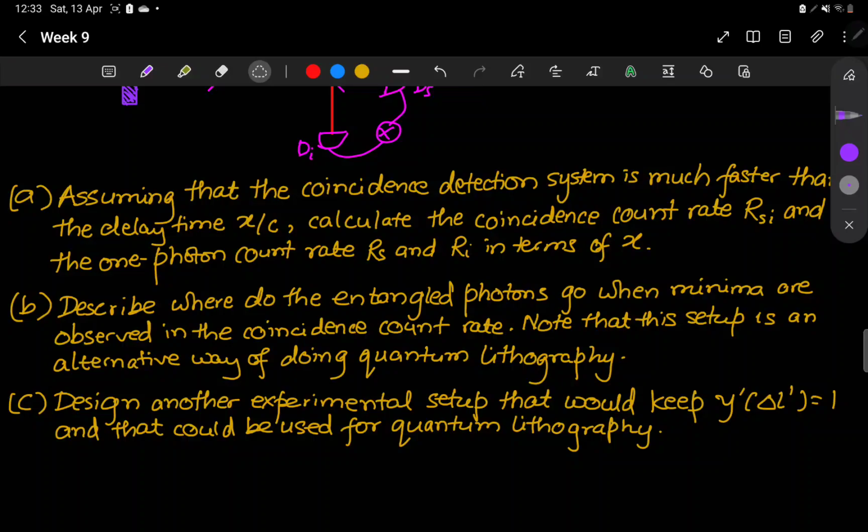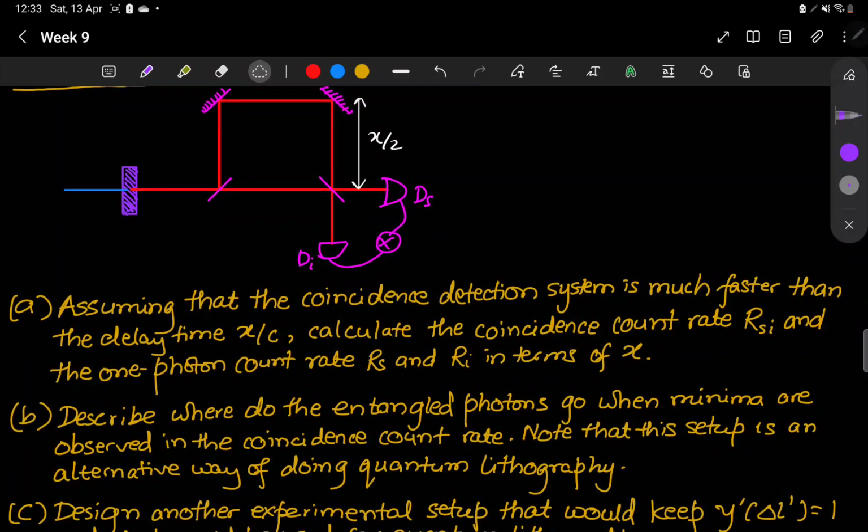Describe where the entangled photons go when minima are observed in the coincidence count rate. Note that this setup is an alternative way of doing quantum lithography. We saw one setup for quantum lithography in the previous week. Design another experimental setup that would keep gamma prime delta L prime equals 1, and that can be used for quantum lithography. So take a few minutes to read the question again, and then we will start.